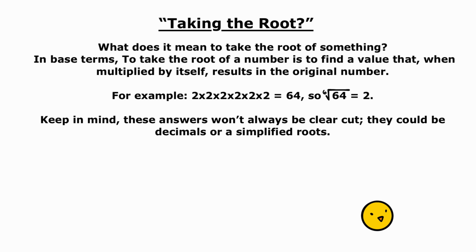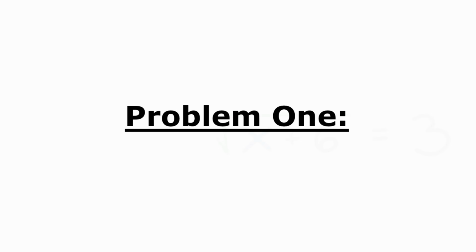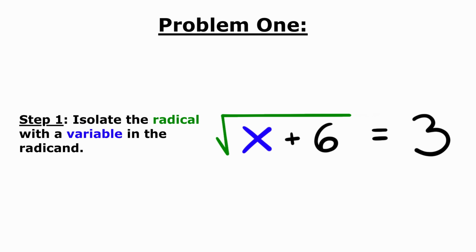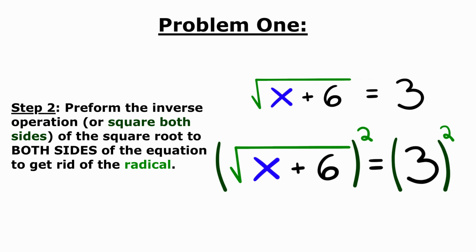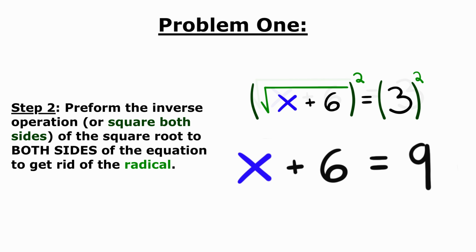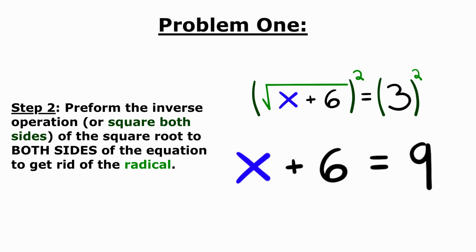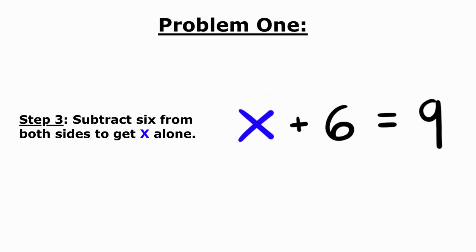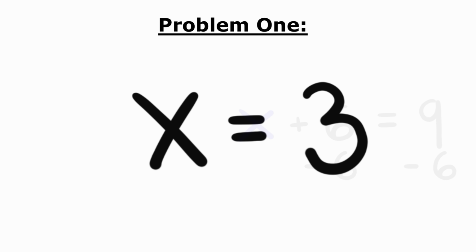Now that we know all about radical equations, let's get into the first problem. Step 1. Isolate the radical with the variable in the radicand. Step 2. Perform the inverse operation of the square root to both sides of the equation to get rid of the radical. This frees up the x. Now always remember to square both sides or the equation will be uneven and you'll get the wrong answer. Step 3. With the radical gone, you can simply subtract 6 from both sides to get x alone. Voila! Your answer is x equals 3.